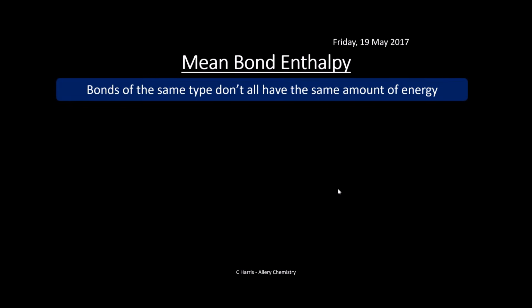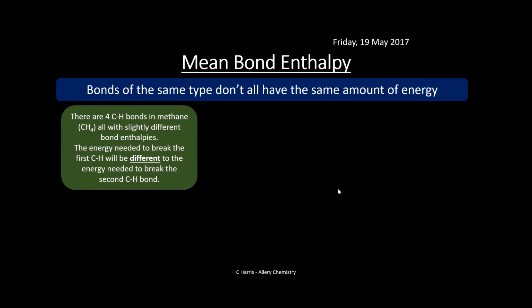Bonds of the same type don't actually all have the same amount of energy. For example, if we've got 4 CH bonds in methane, they all have slightly different bond enthalpies. The energy needed to break the first CH bond will be different to the energy needed to break the second CH bond. Now, you might think, well, that's a bit strange. I thought every CH bond has the same enthalpy, but it doesn't.